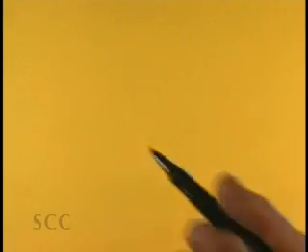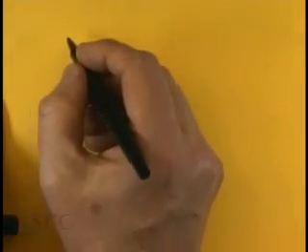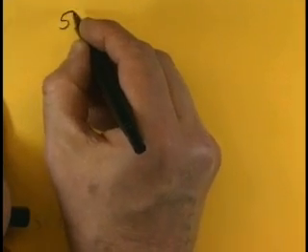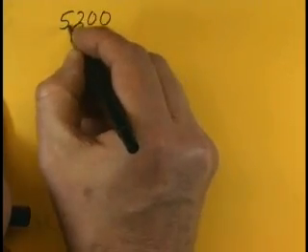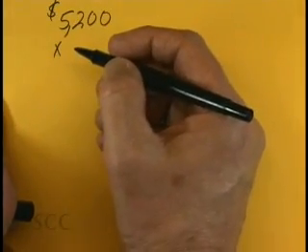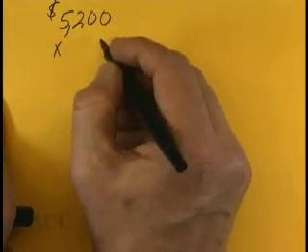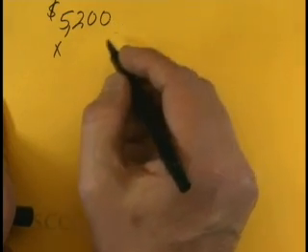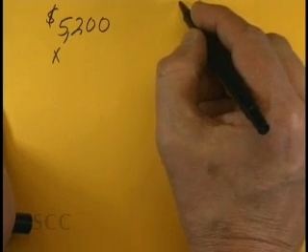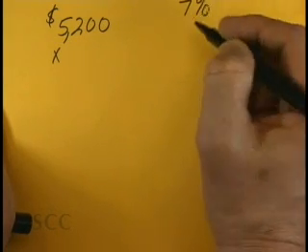Step number 1, okay? We have to take the amount that she borrowed, which was $5,200, and multiply that times how much she's paying in interest per year, which is 7%. Now, if you remember with the 7%, remember, the 7% is written like this.